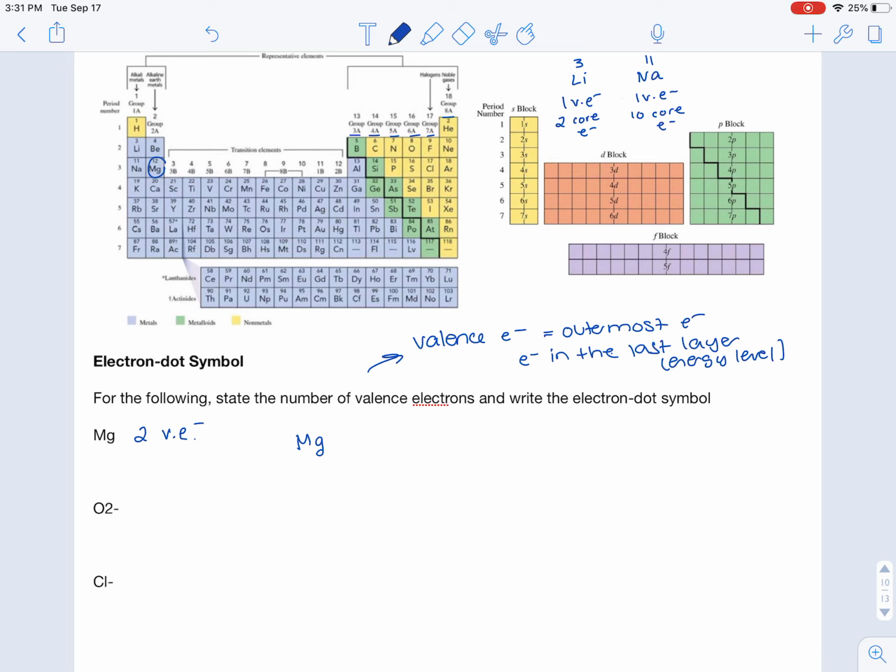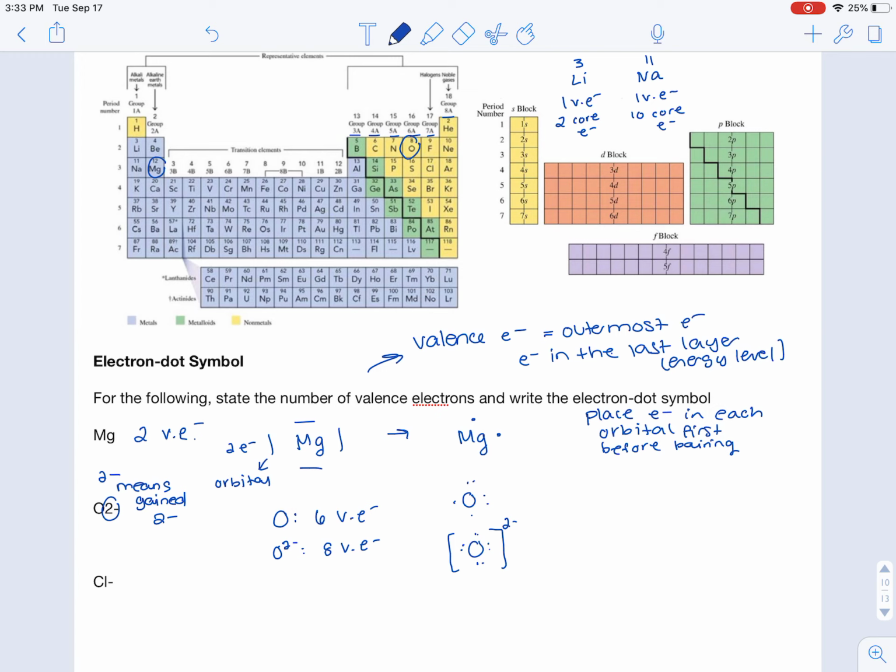Now, because this is a charge, you have to put brackets around it and indicate that there's a 2 minus. If you didn't write the brackets and the 2 minus, I would look at this and say oxygen is in group 6 and only has 6 valence electrons. Where did the other 2 electrons come from? So this one represents your neutral oxygen. And this is the ion, the anion, since it's negative, of oxygen.